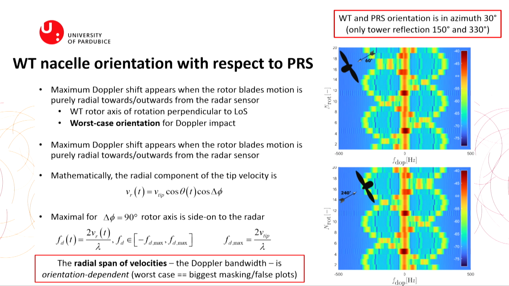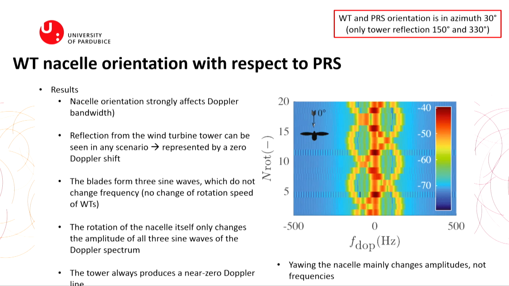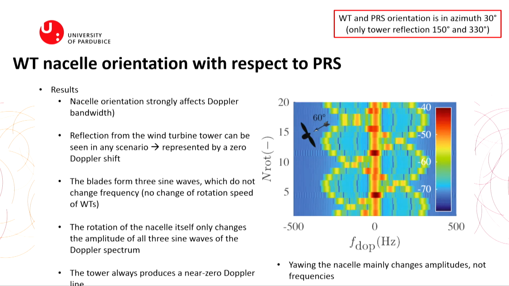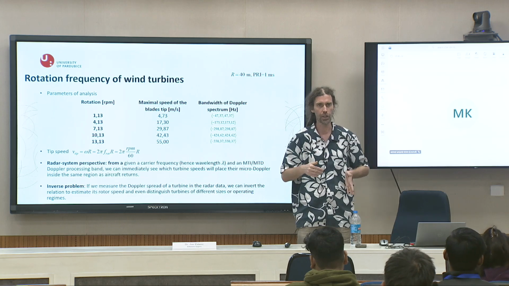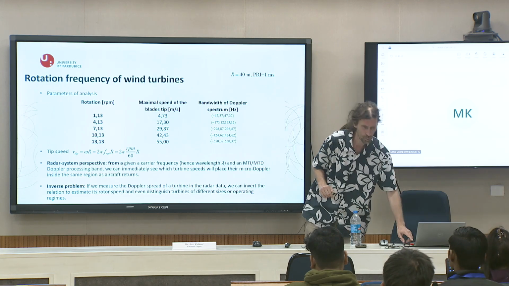So the radial span of velocities, and consequently the Doppler shift, is orientation dependent, but it is clear, we already saw it from the result. And okay, it is just the results we discussed, and now I will show you the next simulation, which is changing the rotation speed, and how it looks.